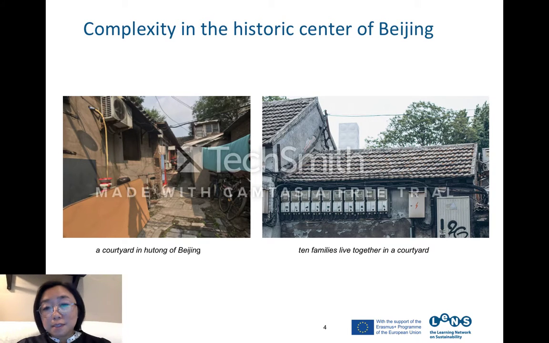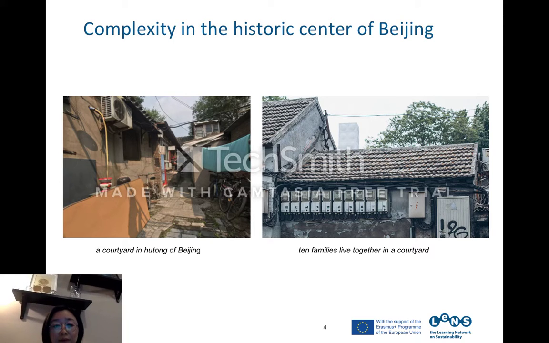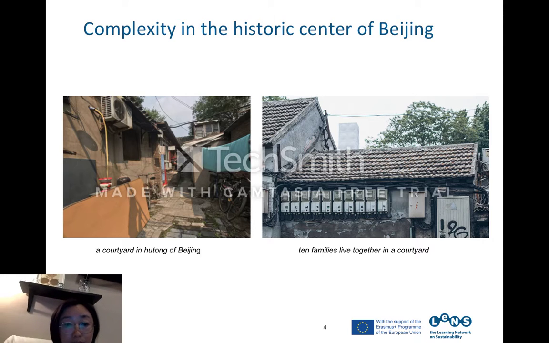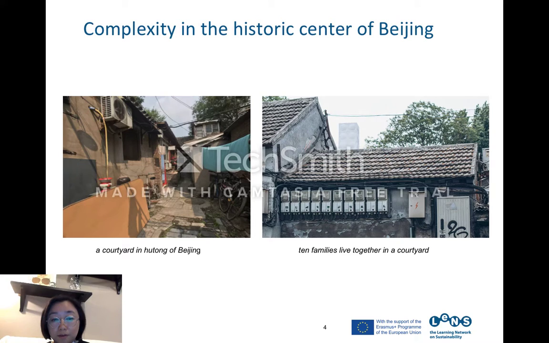In the historic center area, a courtyard may be shared by 10 families or even more. We can check how many families there are by the electricity meter boxes. Frankly speaking, with the highest price of land in the country, the local residents live in very low conditions, even poorer than some undeveloped rural areas.